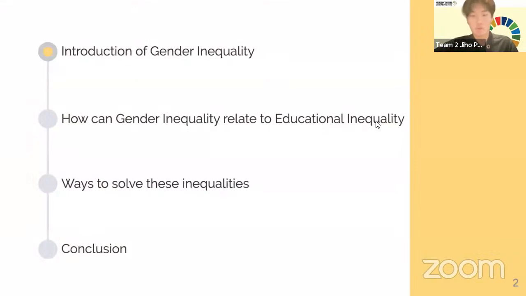I'll give a brief introduction to gender disparity before getting into the educational issues brought on by gender.